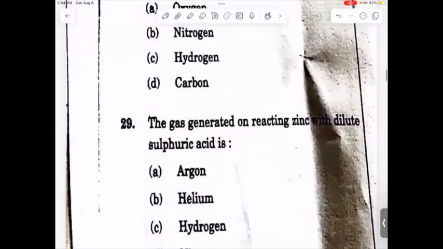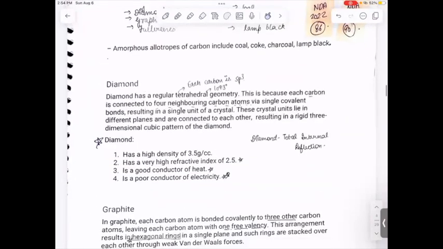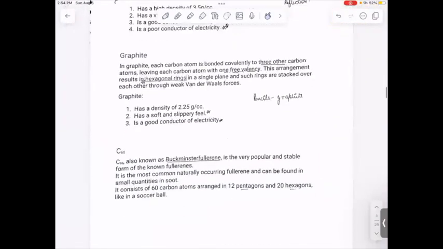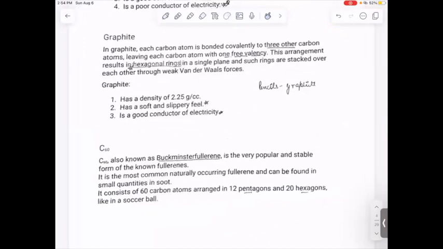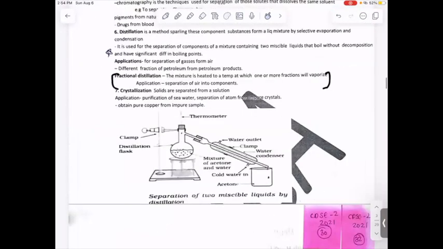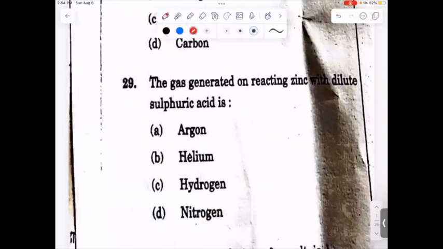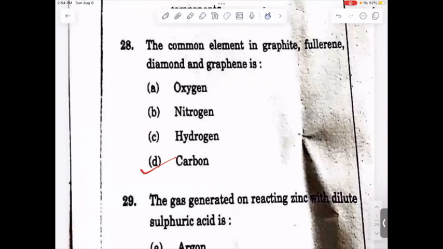Next question, the common element in graphite, fullerene, diamond, and graphene is. Okay, now let's look for its answer in notes. So here it is. Diamond, graphite, and C60, that is fullerene. All of these are allotropes of carbon. So the correct answer is option D, carbon. All of them are made up of carbon.